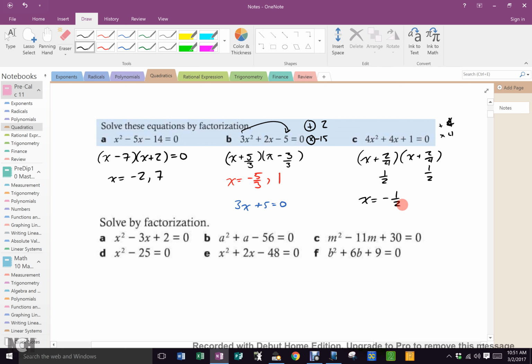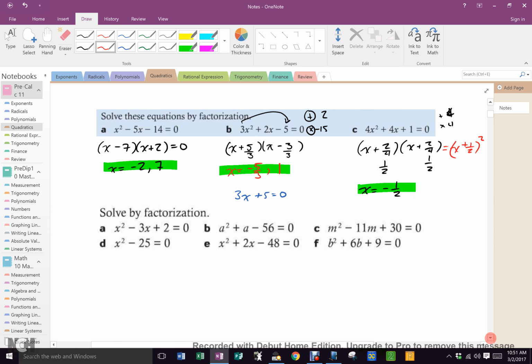Now, what's weird about this one as compared to that one and that one? There's only one root. Why? Because this factors to x plus 1/2 squared, doesn't it? And since it's squared, it must have the same root. Cool? Practice on those 6. Go.